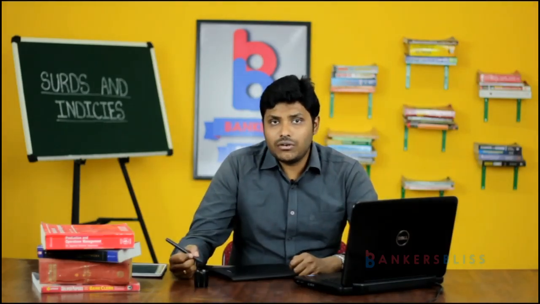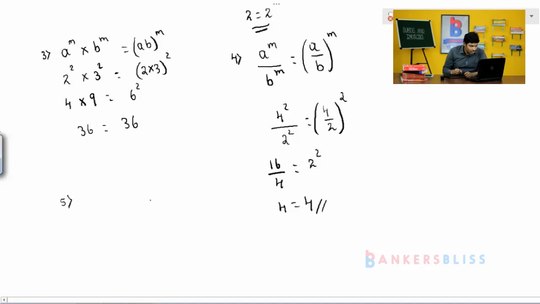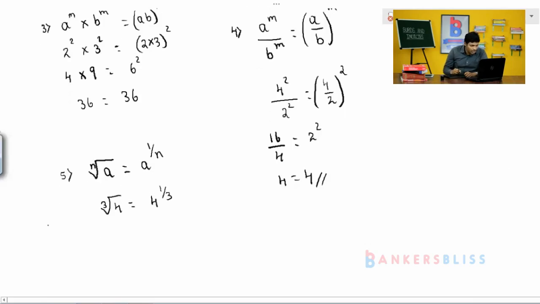So what is rule number 5? The nth root of a is equal to a power 1 by n. For example, the cube root of 4 is equal to 4 to the power 1 by 3. Next, the fifth root of 3 is equal to 3 power 1 by 5. So this is rule 5.